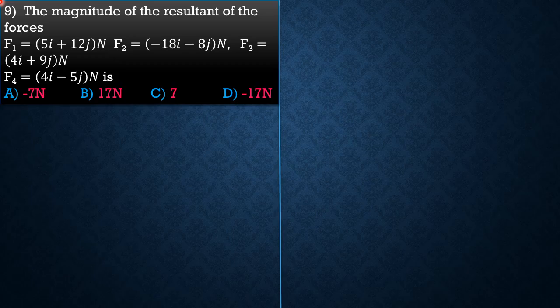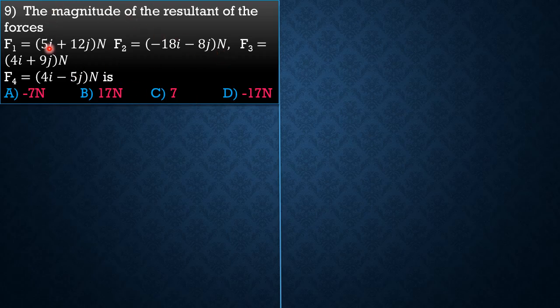Great. Question 9 is saying that the magnitude of the resultant of the forces F1 equal to 5i plus 12j newtons, F2 equal to negative 18i minus 8j newtons, F3 equal to 4i plus 9j newtons, F4 equal to 4i minus 5j newtons is... All right, so these are the options that they've given us, guys. Here are the options. So guys, what do you think we can do in this case?